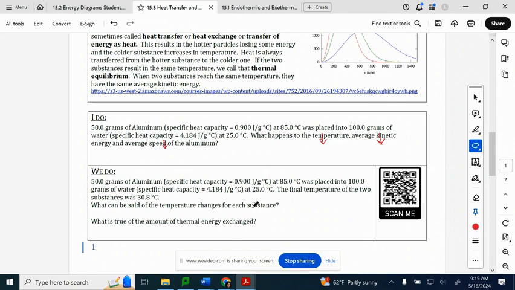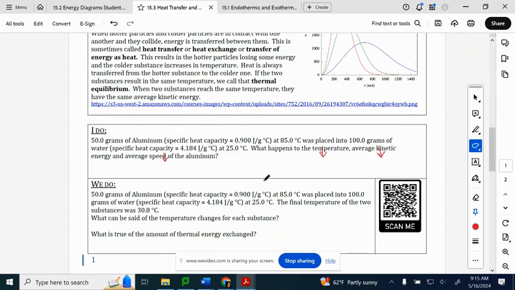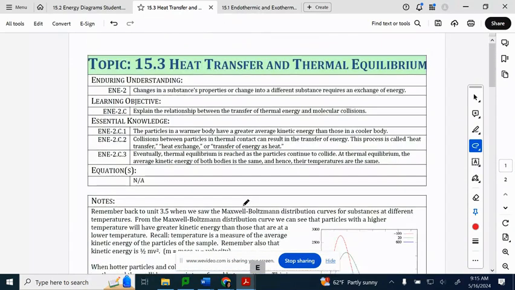This is pretty much the same thing as that was. You can watch the video on this if you want, but if you click on this QR code, remember that'll bring up a video for you. But it's pretty much the same idea. So, all right. Any questions about heat transfer, thermal transfer? Okay.